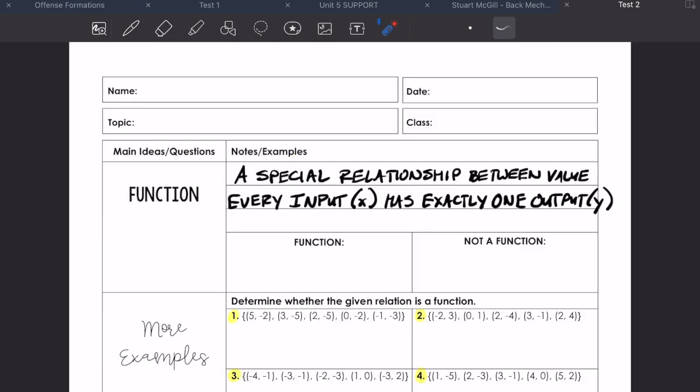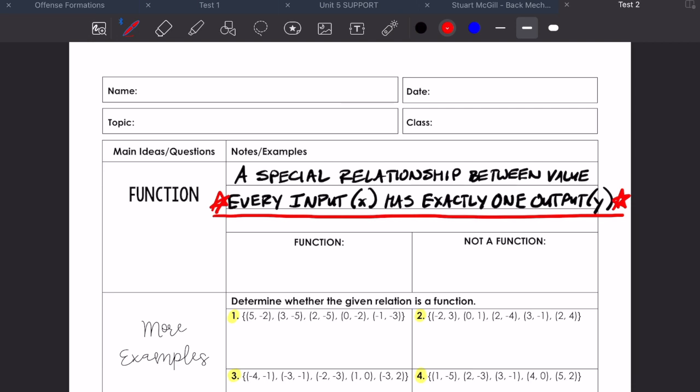All right, so continuing on the next page that the substitute gave you, let's talk about functions. So we've got a definition of a function here. A function is a special relationship between values. Basically, the most important definition that you could have here, and I'm going to start in red and give you just a minute to write this, is every input has exactly one output. What it means is every single x value can have only one y value. What it means is every single element of the domain can have only one element of the range. So again, every input has exactly one output.